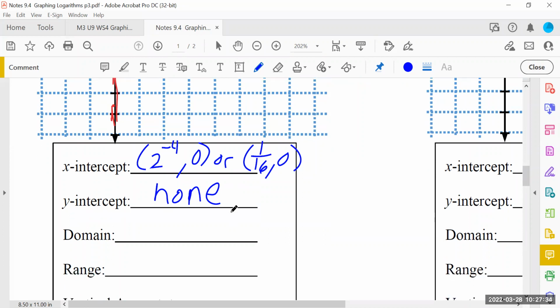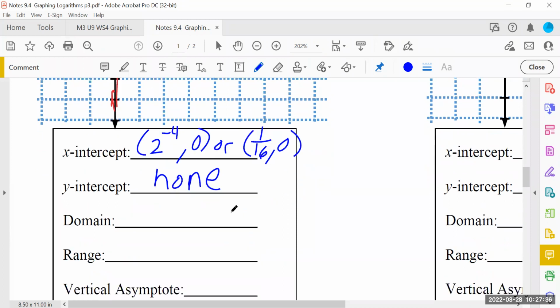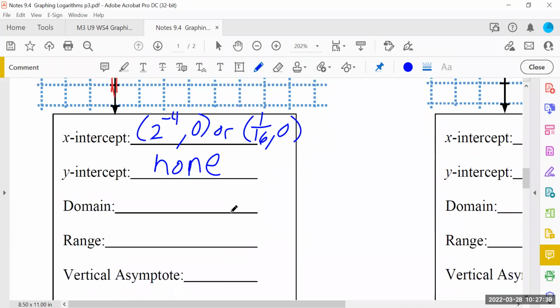So no y-intercept. The domain is going to be your vertical asymptote to infinity. So in this case, the vertical asymptote is x equals 0. That means my domain is 0 to infinity. Those two are always going to link. The asymptote is the start of your domain. So our domain goes from 0 to infinity.